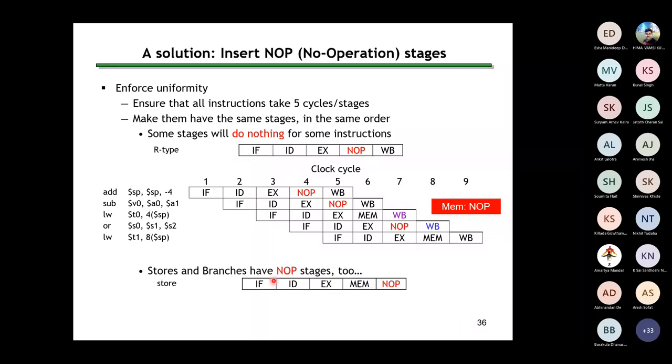Similarly, if we have store and branches, for example, the store instruction. In the store instruction, you have 4 stages: instruction fetch, decode, execute, memory. You don't have a write-back operation here because you are writing to the memory in case of store. So no register write is involved. So you need to insert a no op here. And similarly for branch also. You need two no ops here.